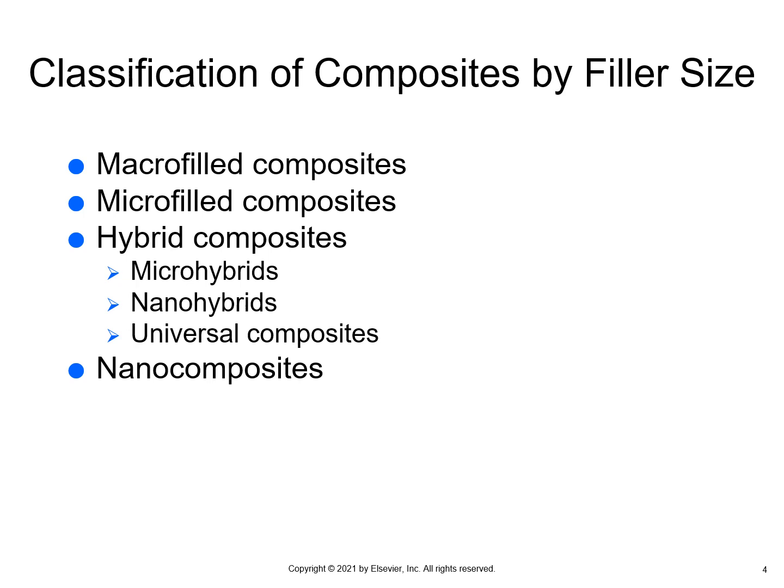So the hybrid composites are micro hybrids, nano hybrids, there's universal composites, and then the nano composites. With all of these, they're perfecting those fillers. They're getting smaller and smaller and smaller and stronger. So they're figuring out how to get the best of both worlds in these hybrids.